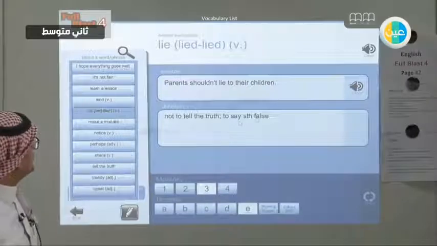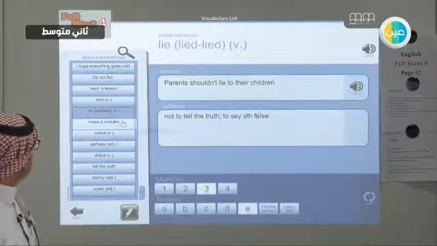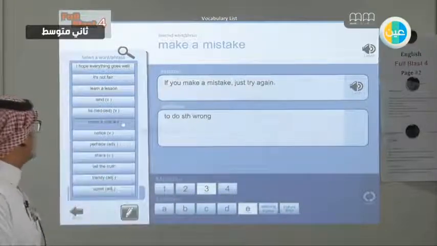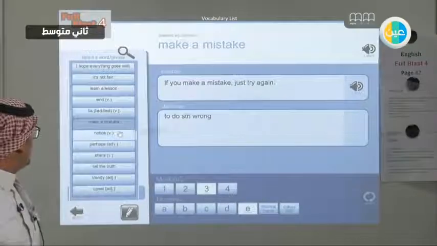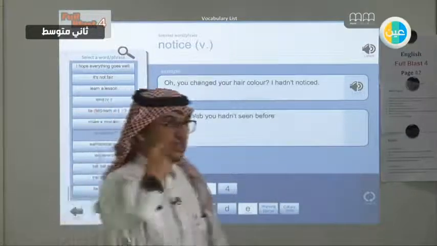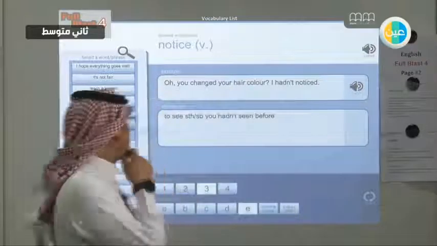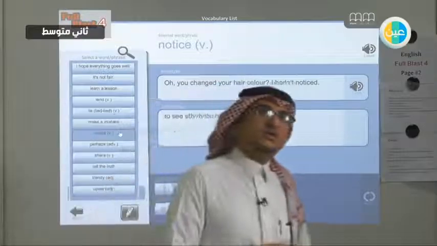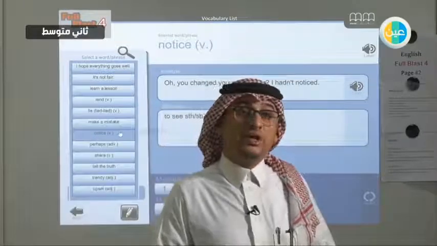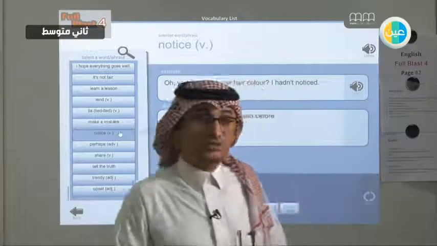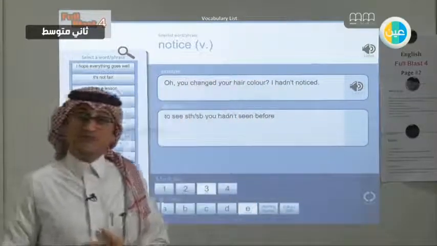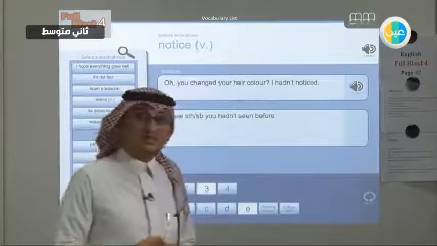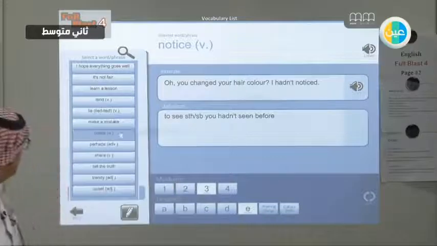Not to tell the truth, to say something false. Okay, make a mistake, something wrong, to do something wrong. Notice. I notice something, okay? I observe something, see something you hadn't seen before. For example, you met your friend and he wears new glasses, okay? Oh, you said, oh, I noticed that you have new glasses, okay? لاحظت إن عندك نظارة جديدة, okay?